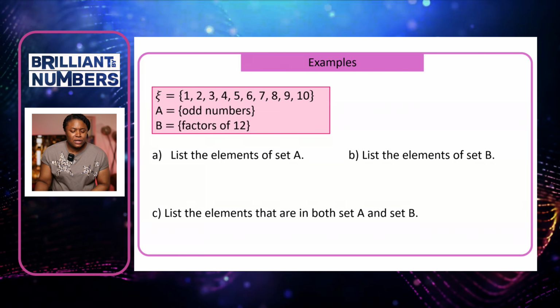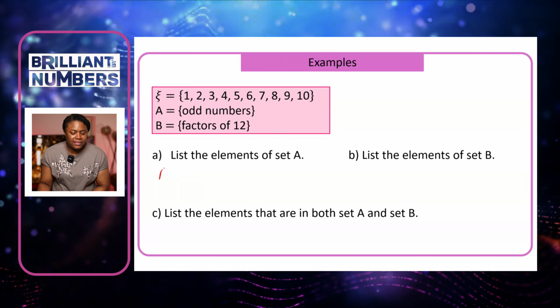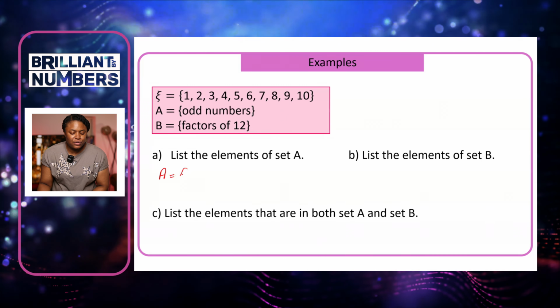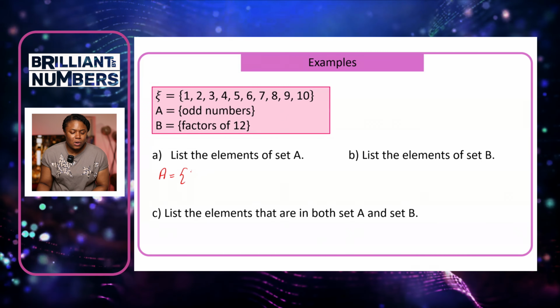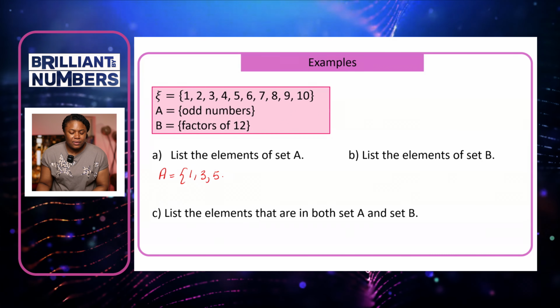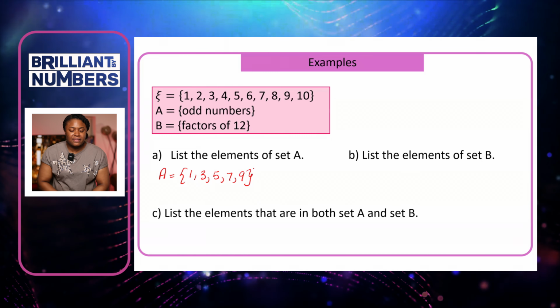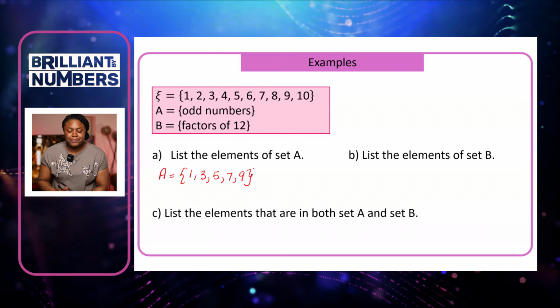Beautiful. So we look and we observe, we're asked to list all the odd numbers. So A would be equal to, our first odd number is 1, then we've got 3, then we've got 5, 7 and 9. So those are the elements of set A.